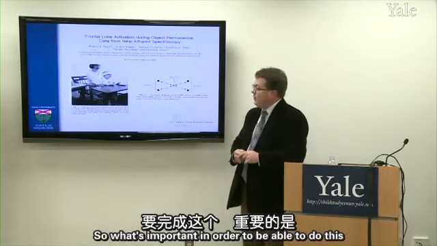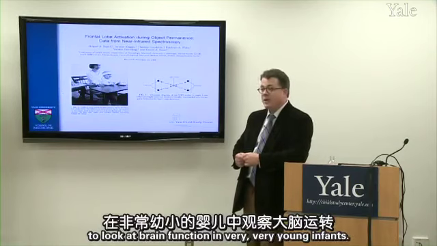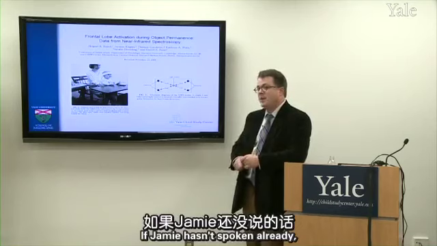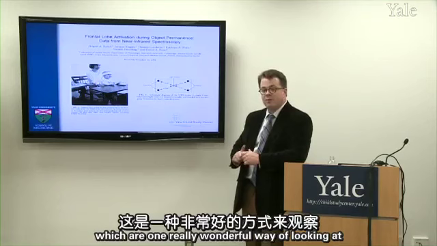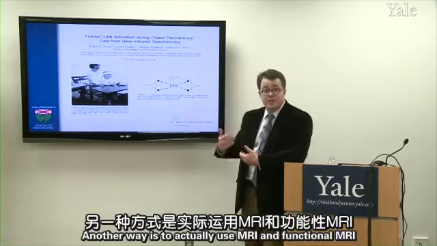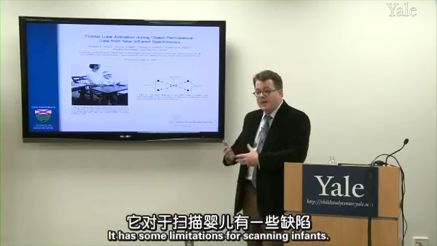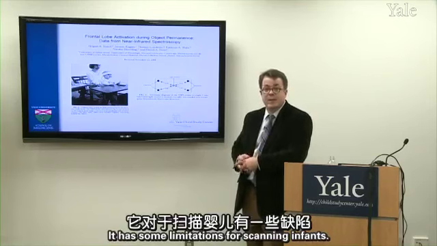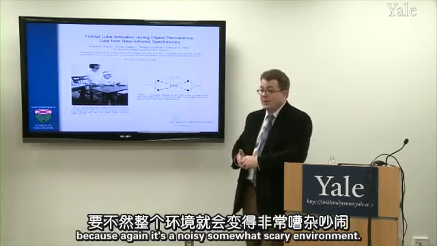So what's important in order to be able to do this is to have techniques that allow us to look at brain function in very, very young infants. If Jamie hasn't spoken already, he'll talk extensively about evoked response potentials, which are one really wonderful way of looking at brain function, even in very, very young infants. Another way is to actually use MRI and functional MRI, which I've been talking about the entire time. It has some limitations, though, for scanning infants. They have to be asleep while you're scanning them because, again, it's a noisy, somewhat scary environment.